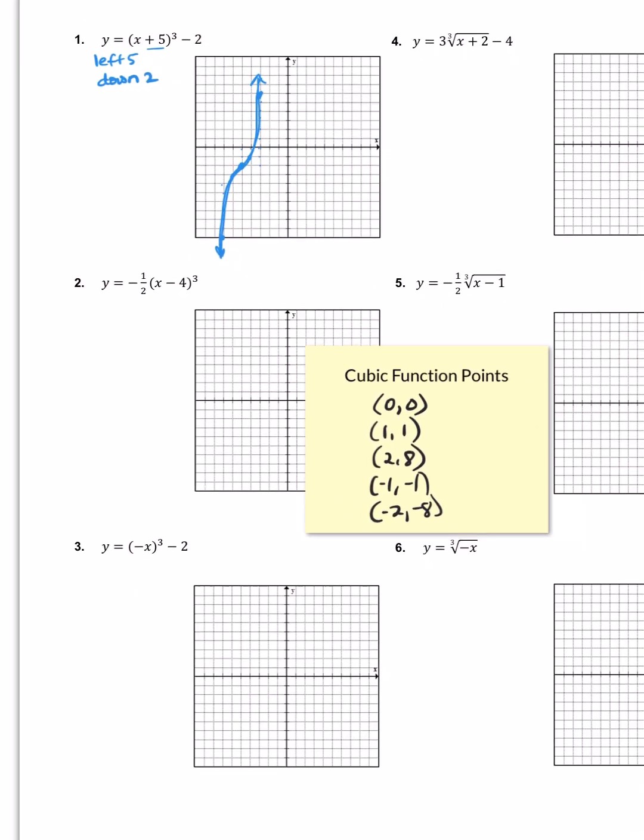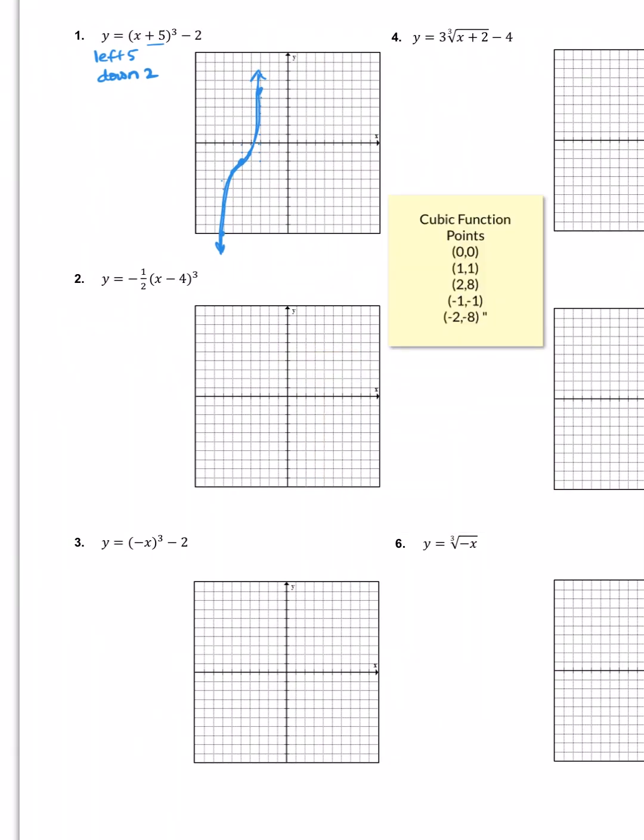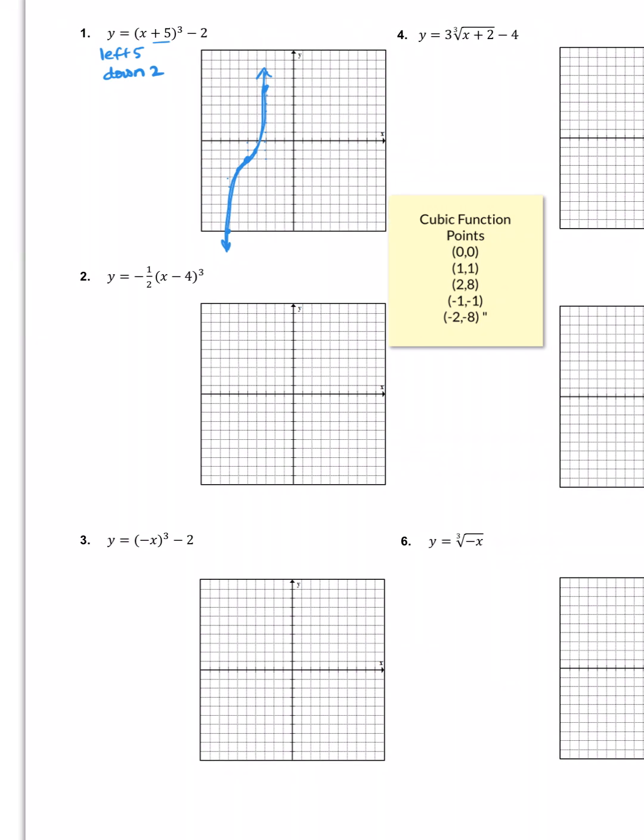Let's look at number 2. All right, so look at number 2 here. We have this minus 4 means it's going to be moving right 4, or turning point. We're going to go right 4. And this is a vertical shrink by 1/2. And notice the negative. That means it's a vertical reflection. Okay, so let's apply that. So really, we just need to move right 4. 1, 2, 3, 4.